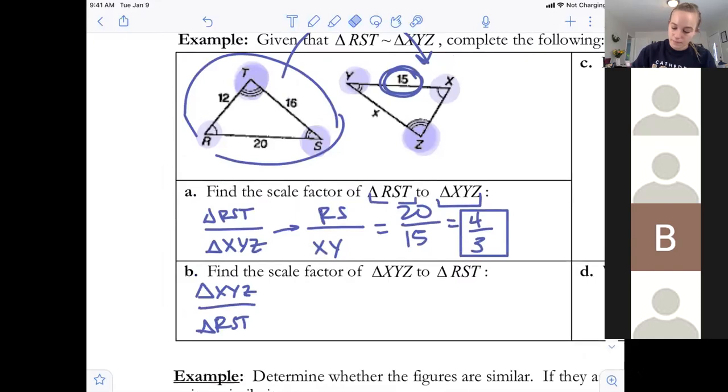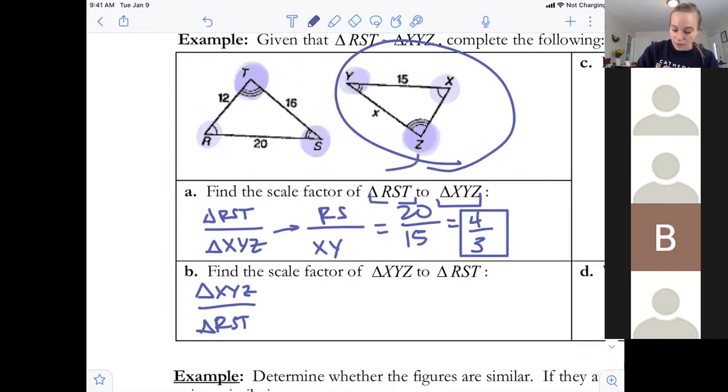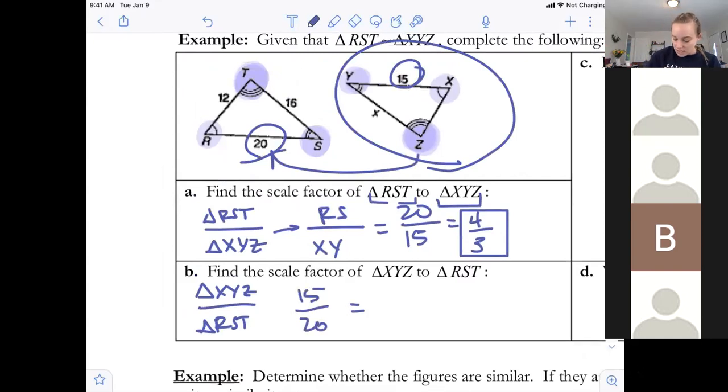Would it just be 3/4? It would just be 3/4. Very good, Allie. We just go the opposite way. So now instead of starting with RST and going to XYZ, we're going backwards. We're starting here and going there. I still don't have any other side, so I have to still use 15 and 20, but now it's 15 on top and 20 on the bottom, which does simplify down to 3 over 4. The exact same numbers, just flipped the order.